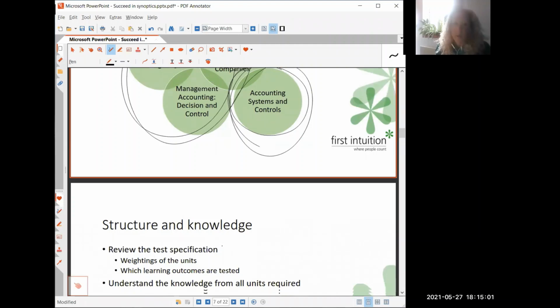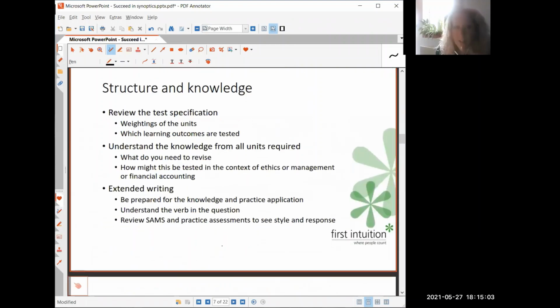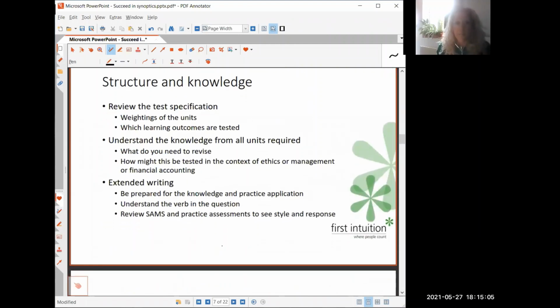So it's really the structure of the assessments, and I've touched on there a little bit about the knowledge that you need for those assessments. So either the whole unit or partially some of the learning outcomes, in order to make sure that you are fully aware of which learning outcomes you're going to be tested on. I can't stress enough how useful the test specification is.